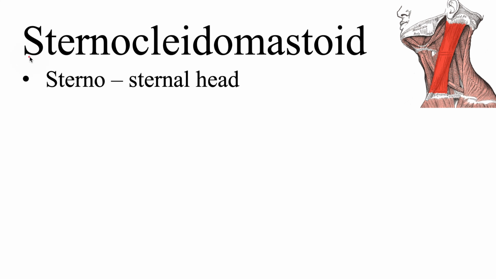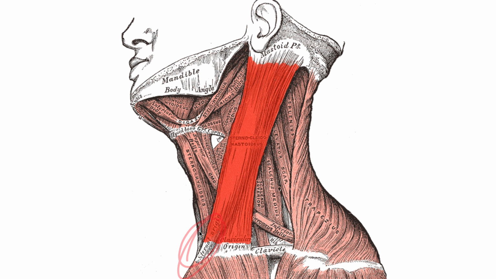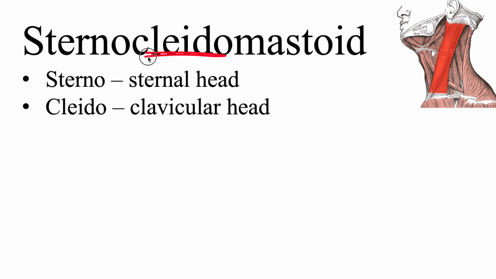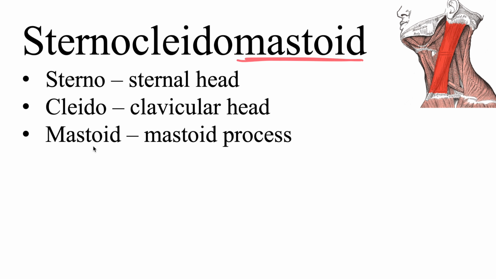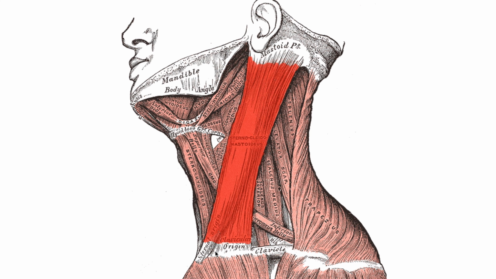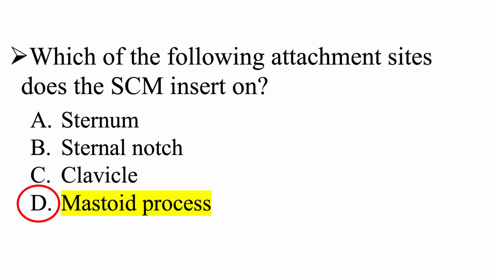And so the very first one, the sterno, means the sternal head. And that is going to be the first origin of the sternocleidomastoid. That is going to be the sternal head. Next, we have the cleido. The cleido is going to mean the clavicular head. And so that is going to be this origin, the clavicular head origin. So we have the sternal head and then we have the clavicular head. And then the mastoid is going to be the insertion of the mastoid process. And so this is where this muscle is going to run up and insert on our mastoid process. And so the correct answer here is D, the mastoid process.